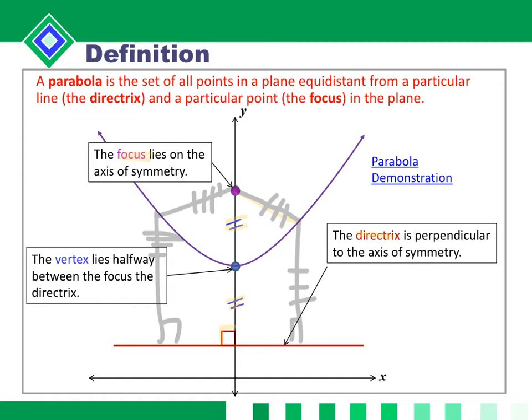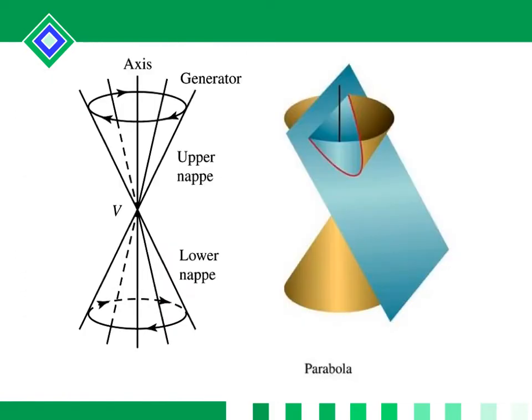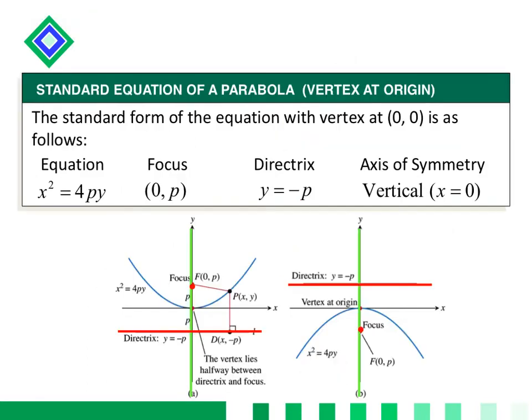Now let's move on to the next slide. This is how you can generate a cross section of a parabola when you cut the shape sideways. You can see here you'll generate a parabola. Now, very important here to know the equations of parabolas. Right now we are focused on the vertex of the parabola being at the origin, that is at 0, 0, and the equations will be as follows.